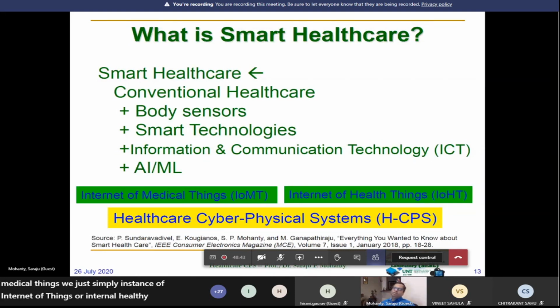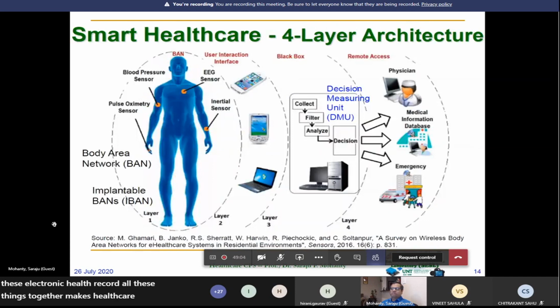And then when we take the big picture of all these things, we add sensors, then a lot of data, then data retrieval, modeling and so on, it becomes what we call healthcare cyber physical system. So sensors, IoT, specific cases of IoT, then AI, then all these electronic health records, all these things together make healthcare cyber physical system or smart healthcare.